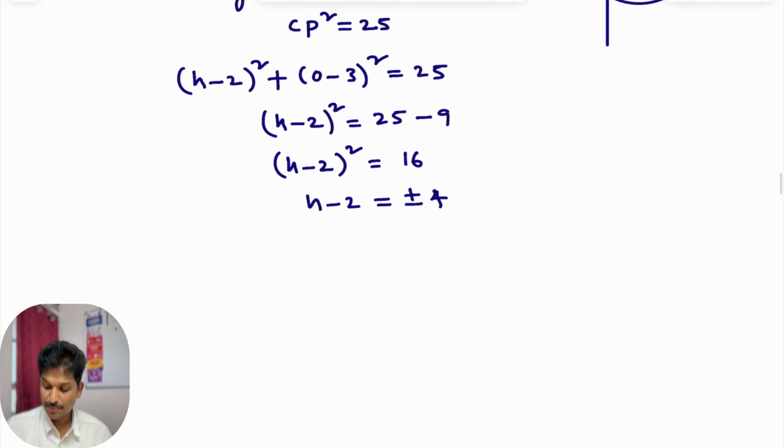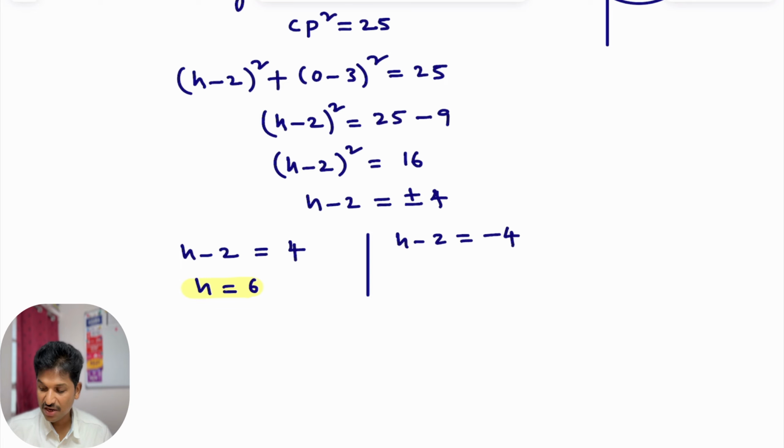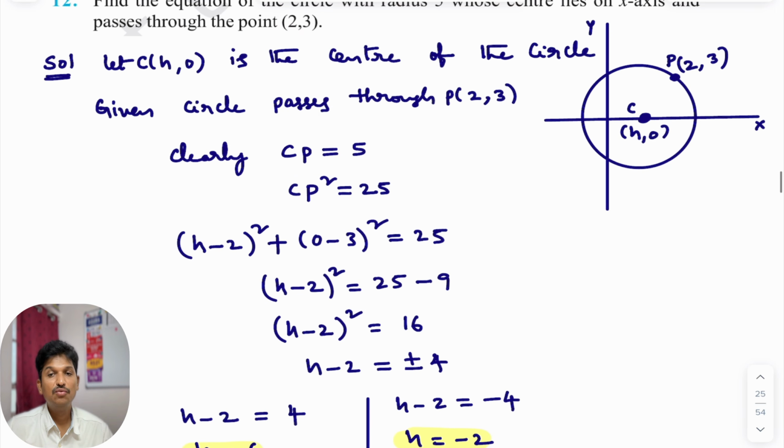First, I'll take plus 4. h minus 2 equal to 4. From this, what is h? h equal to 6. As we got h minus 2 as plus or minus 4, I'll take h minus 2 as minus 4 also. Then h is minus 4 plus 2, that is minus 2. So, here you got two h values. That means two circles are possible which pass through the point 2 comma 3, whose center lies on x-axis and whose radius is 5 units.